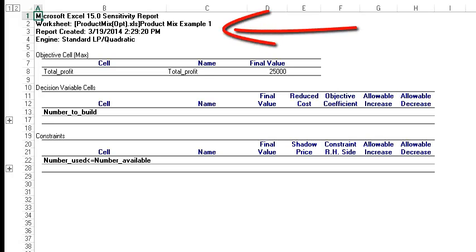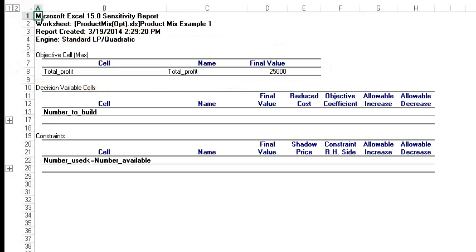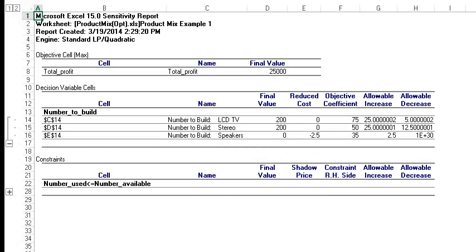At the top of the answer report, you'll find the worksheet name, the date and time that the report was created, and the engine that was used to solve the model. In this case, we used the LP quadratic engine to solve the linear product mix model from our previous videos. First, we have the objective function with the final value. Next, we have the decision variables with their final values, reduced costs, coefficients, and allowable increase and allowable decrease.